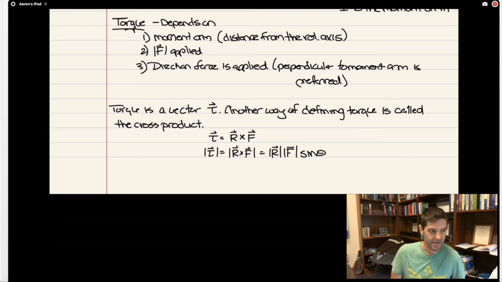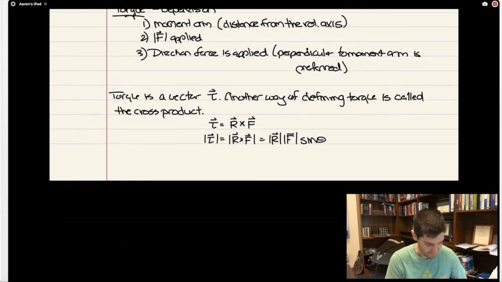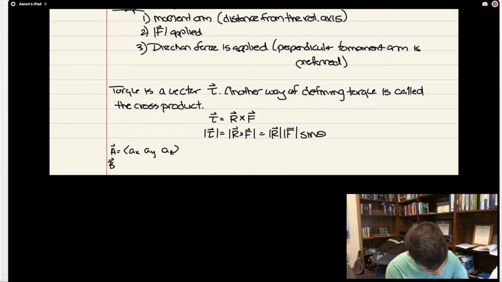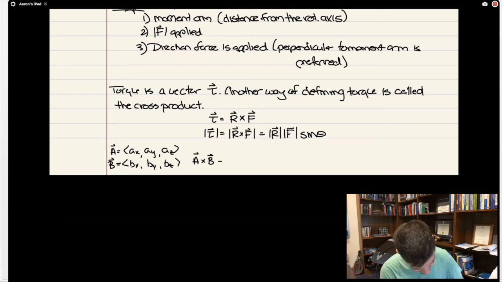There is also a computational way to write down the cross product. It is a mess. We will only need the geometric version, the fact that the magnitude of the torque is r F sine theta. If you are curious, usually you do not see this until a Calc 3 course. If you have vector A, which is Ax, Ay, Az, and vector B, which is Bx, By, Bz, again, we will not need this, but I can say A cross B if I wanted to write that down.